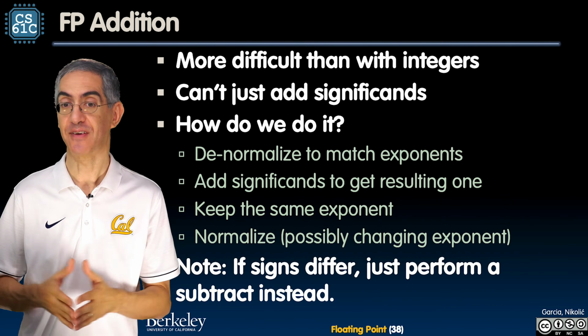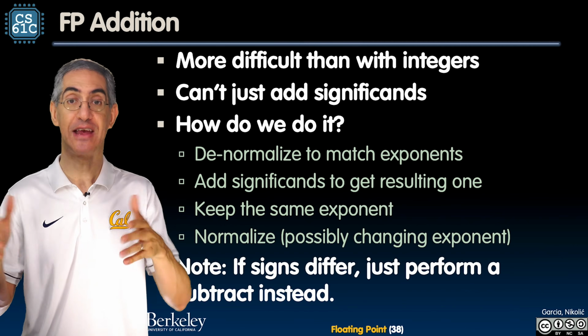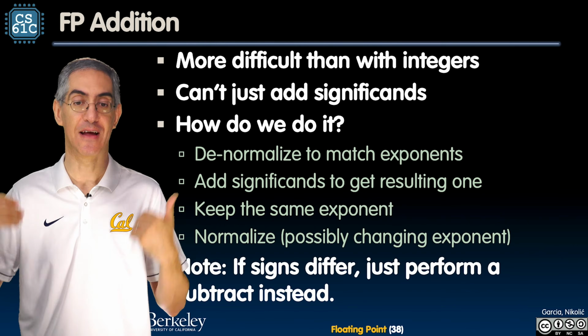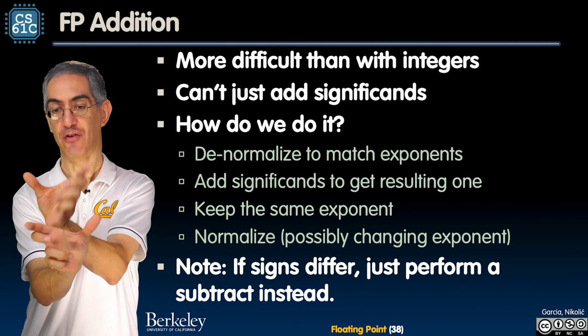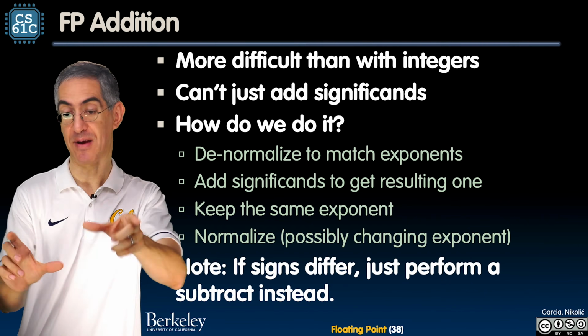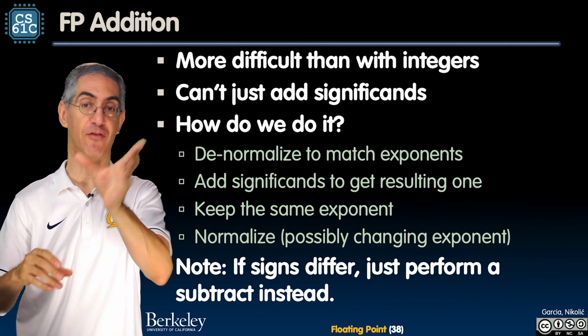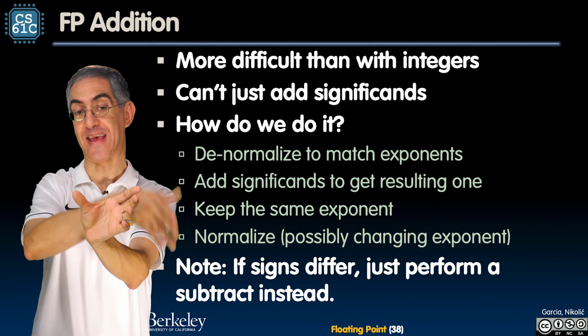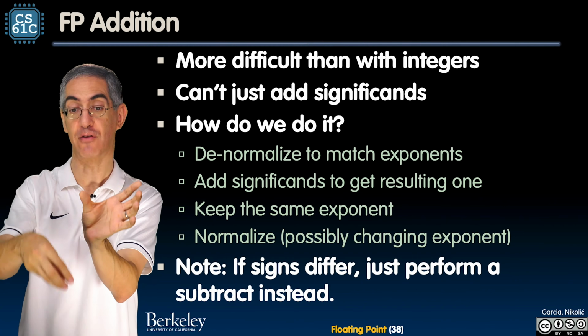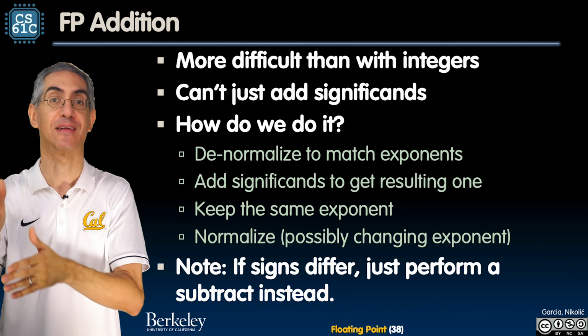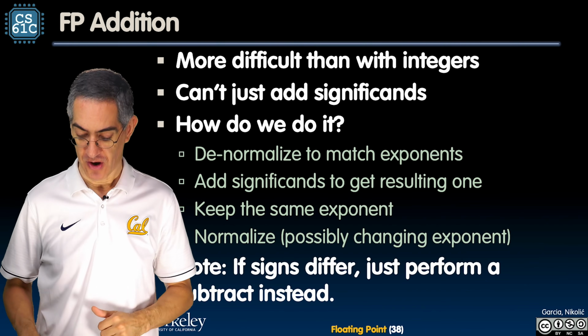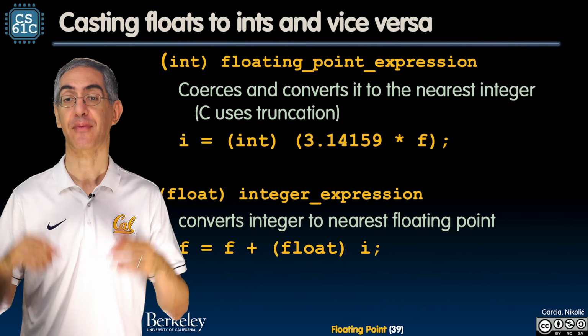Then you add the significands to get the resulting guy, and then you have to keep the same exponent and then normalize to get the end. So you have to kind of shift it, do something, and then shift it back, whatever the result is. You may have a big number and a big number, but it turns out that they cancel most of the big stuff and the small values are what's left. Then you have to renormalize to get that right. If the signs differ, you just do a subtraction instead.